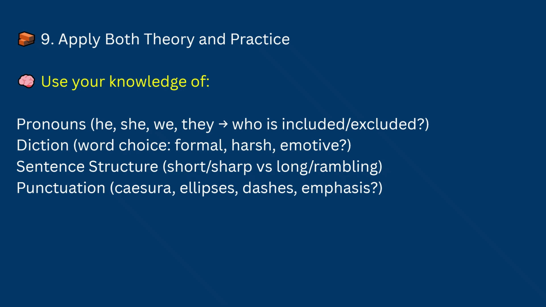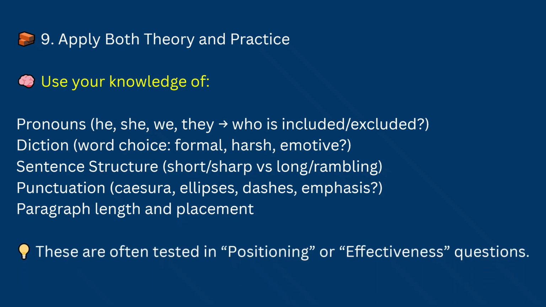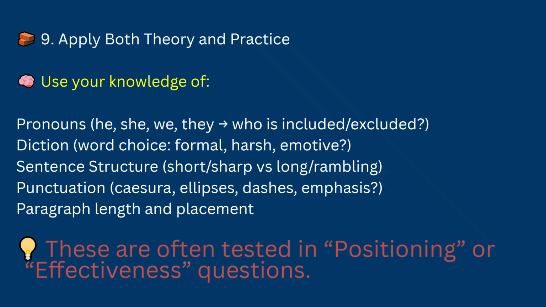Punctuation. Look out for things like caesura, ellipses, dashes. Has the writer used punctuation to create a specific emphasis? Paragraph length and placement are also things that you should pay attention to. Now, these are often the kinds of things that you need to look out for in those positioning questions or the questions on effectiveness.